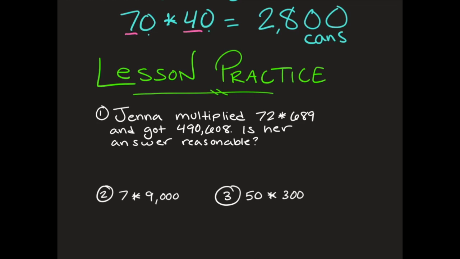When you do this problem, make sure you make a good estimate here. And then you're telling me, is her answer close? Is she on the right track? And then you have two problems down here below. 7 times 9,000 and 50 times 300.